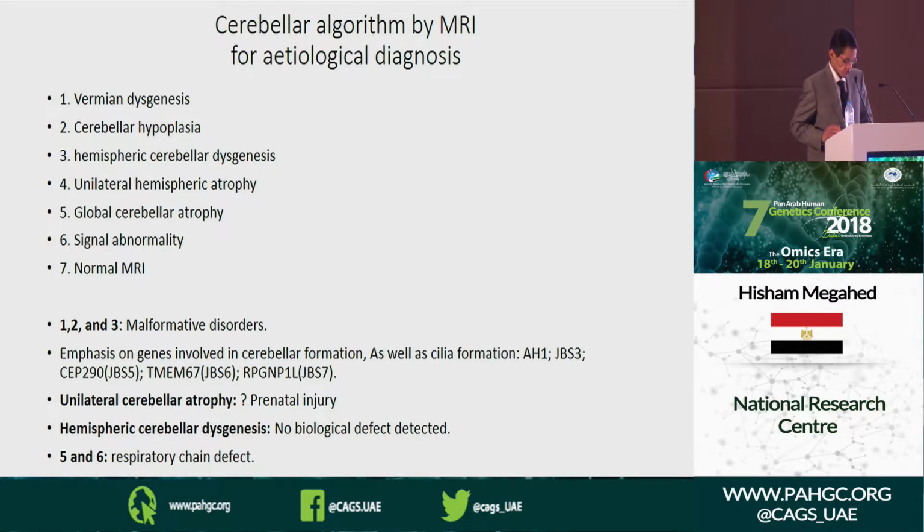The MRI classification has about 6 features which can be seen on MRI. The first 3, according to the literature, usually belong to malformative disorders. So we mainly put in the panels, or focus on, the genes that play a part in the cerebellar formation and the cilia formation. The unilateral cerebellar atrophy is usually reported with perinatal or prenatal injury, while the global cerebellar atrophy and signal abnormality usually are associated with respiratory chain disorders.